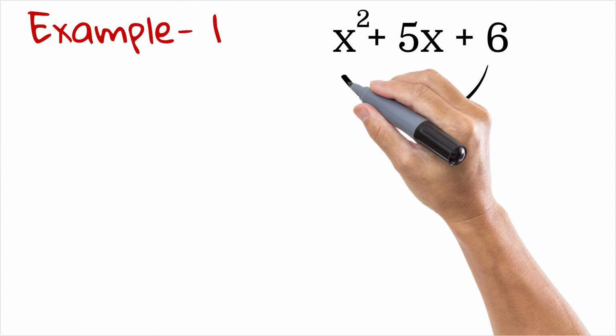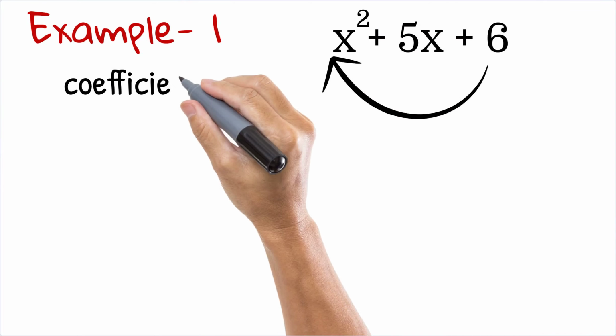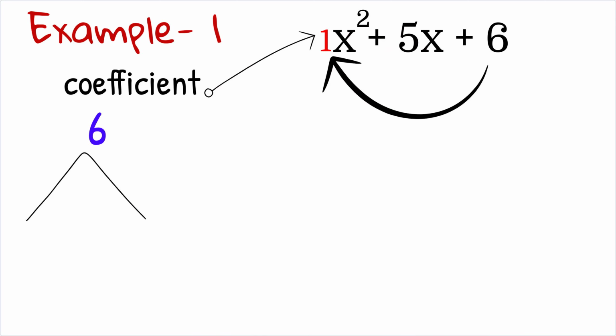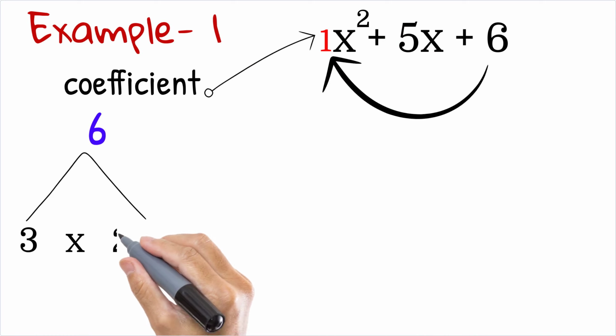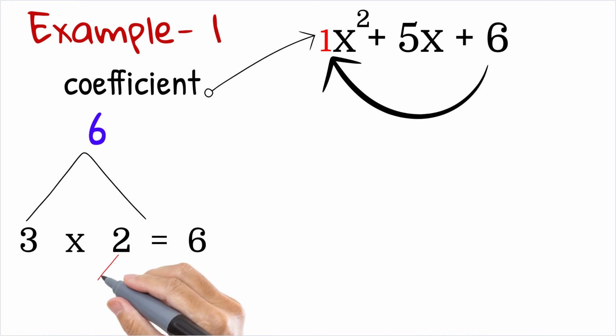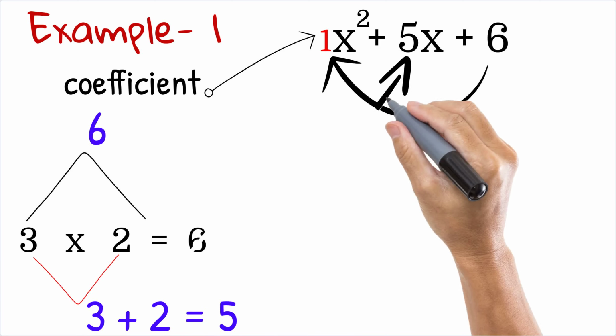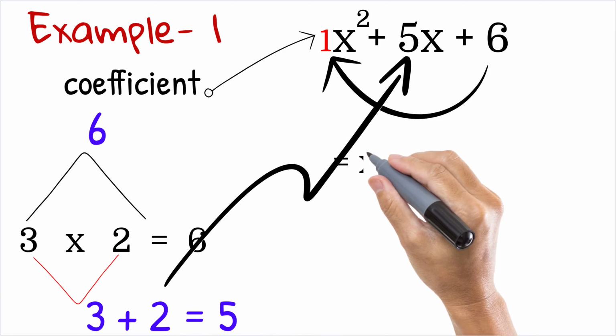First, multiply the constant term with the leading coefficient, which is 1 here. 6 times 1 is 6. Now find the factors of 6. So if we add the factors, it will be equal to the coefficient of x, since 3 times 2 is 6, which adds up to 5. Consider the factors 3 and 2.